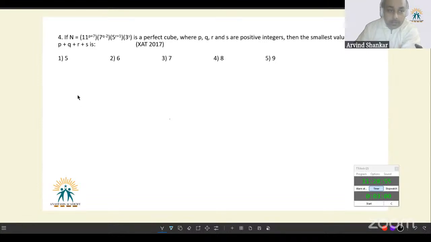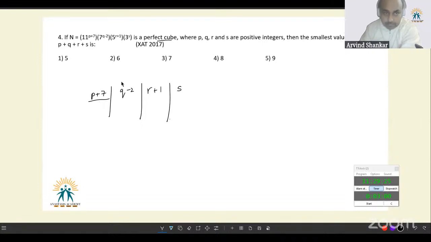One thing, if a number is a perfect cube, whatever prime it contains, it will have a power that is divisible by 3. So 11p plus 7 has to be divisible by 3, and q minus 2 has to be divisible by 3, and r plus 1 has to be divisible by 3, and s itself has to be divisible by 3, because whichever prime is involved in the number, whichever prime is a factor, that prime number should have a power that is divisible by 3.